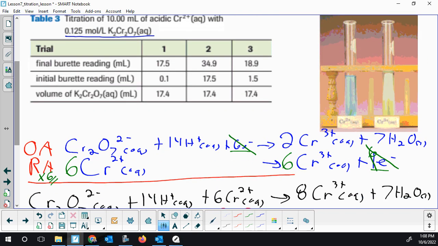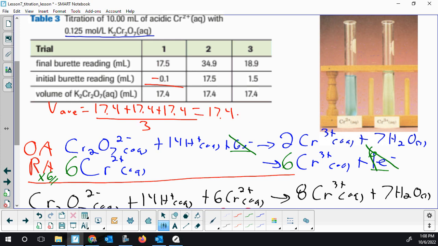So a lot of the math's been done for us. Okay. You take the final minus the initial, and you get the volume that was used. Now this was sort of a perfect titration. All 3 of them were the exact same volume. To get V average, you add up all your good titrations, and then you divide by how many titrations you did. And because they're all the same, you're going to get that 17.4 as your average.